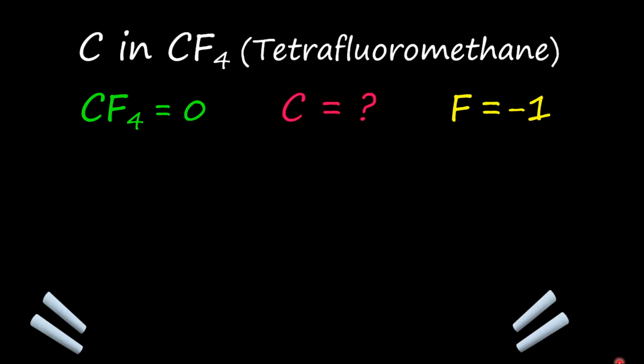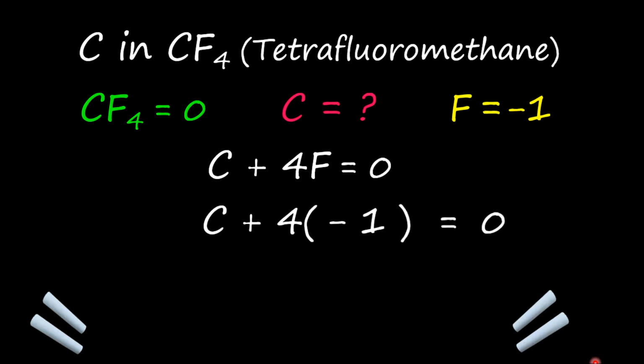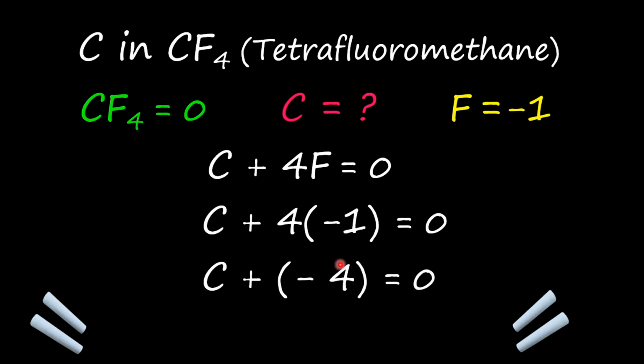Now let's have a layout right here. So what we're going to have is carbon plus 4F equal to 0. And from this we can say carbon plus 4 multiplied by -1 since fluorine is -1 equal to 0. Therefore we will have carbon plus -4 equal to 0. We can bring the -4 over, which will give us a positive number. So therefore carbon is equal to +4. So the oxidation number of carbon in CF4 is +4.